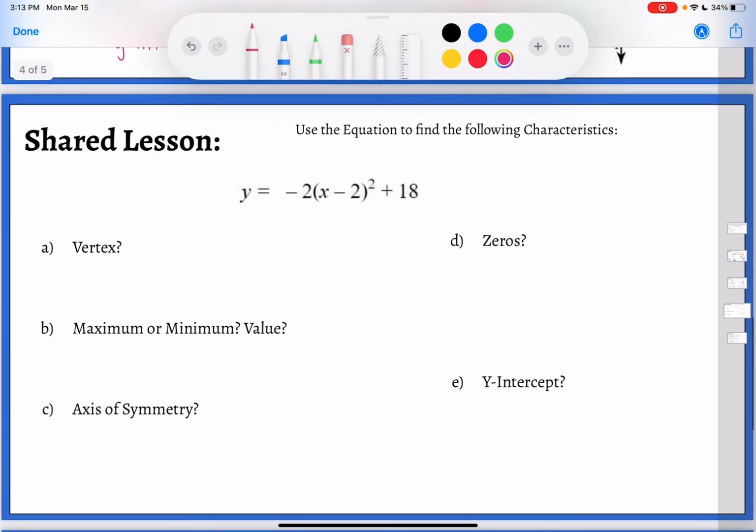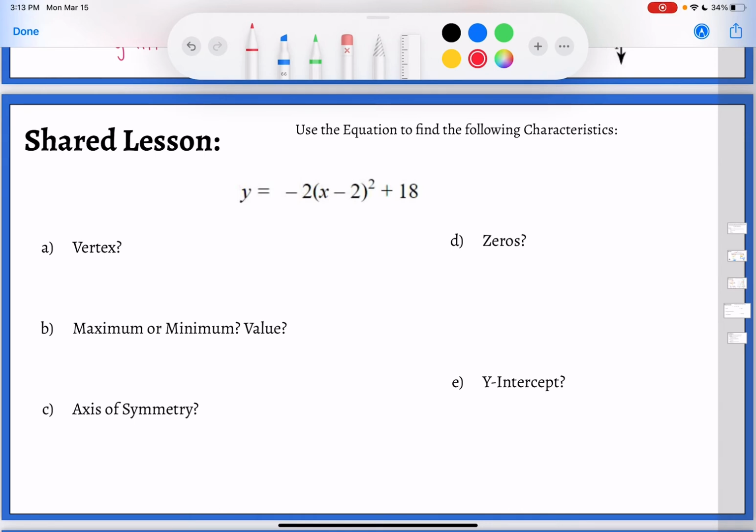But first, let's make sure we can do all of those things from just looking at the equation instead of the graph. It is more complicated when all you have is the equation, so let's make sure we can do it. All right, first of all, it says, where is the vertex? Now, it's not as easy as just picking that point out, but remember, we use our transformations.